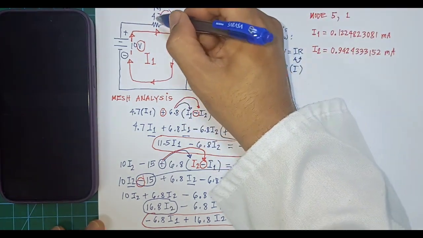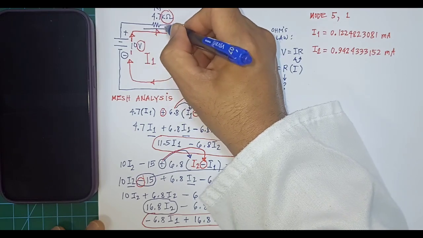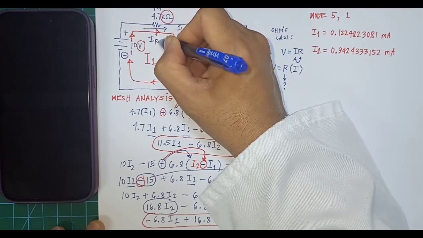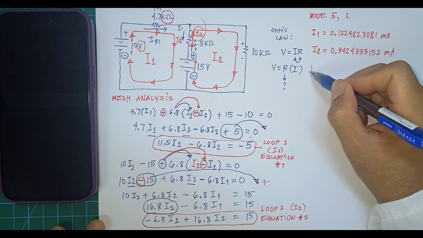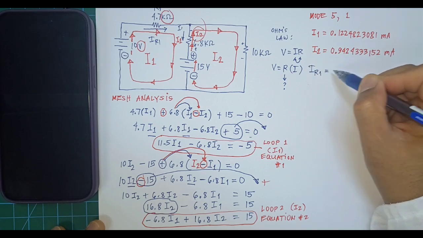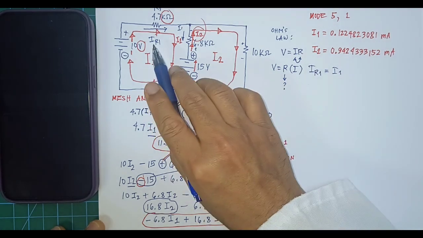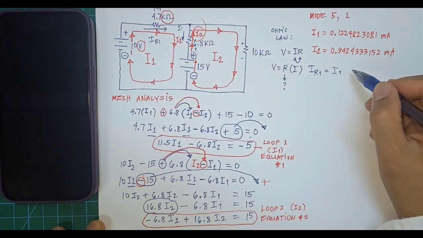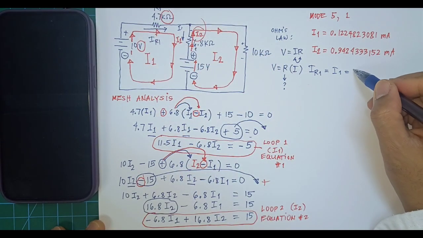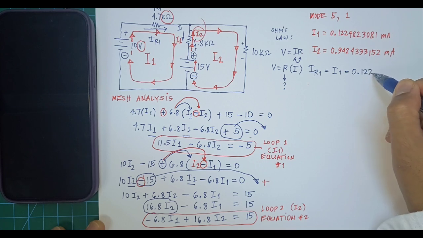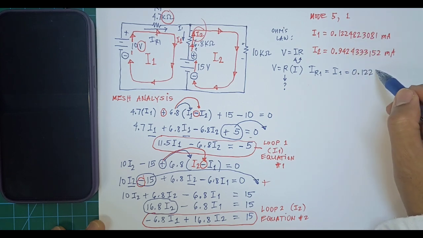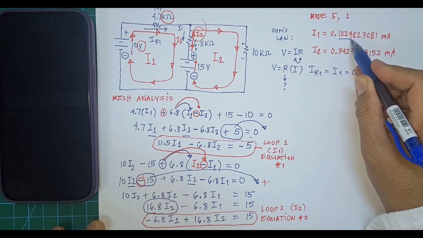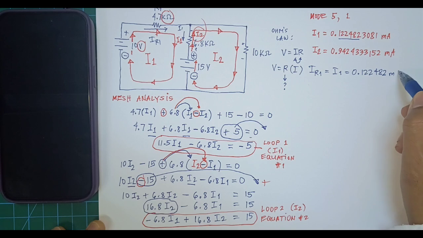Of course, the current that will go here is called IR1, right? So IR1 is simply equal to I1, because there's no other current there. And our answer here will be 0.122, or let's just get 6 digits, 0.122482 milliamperes.